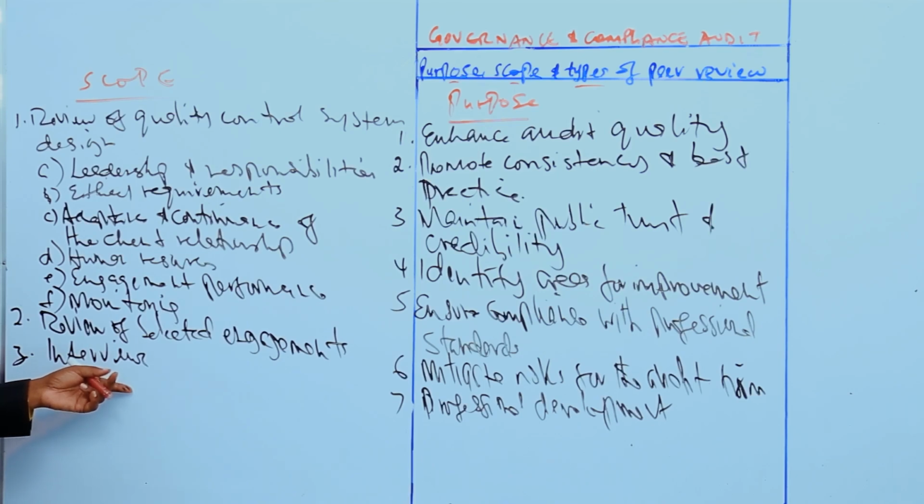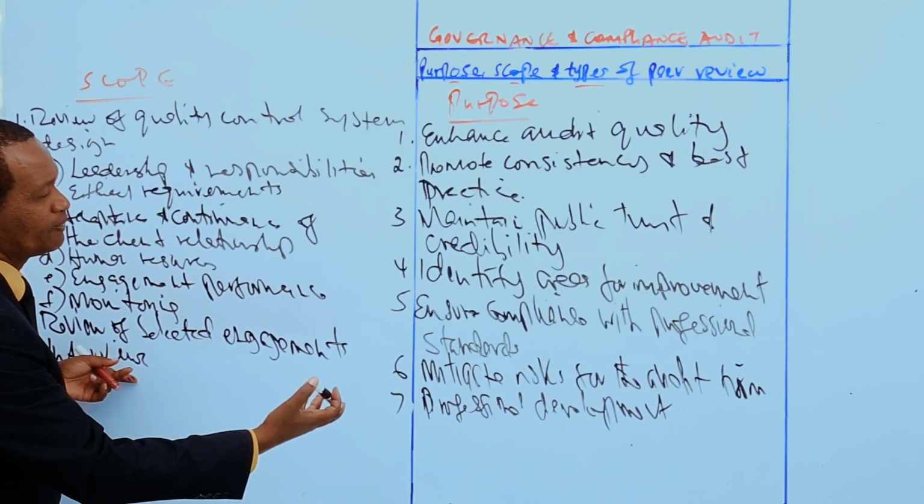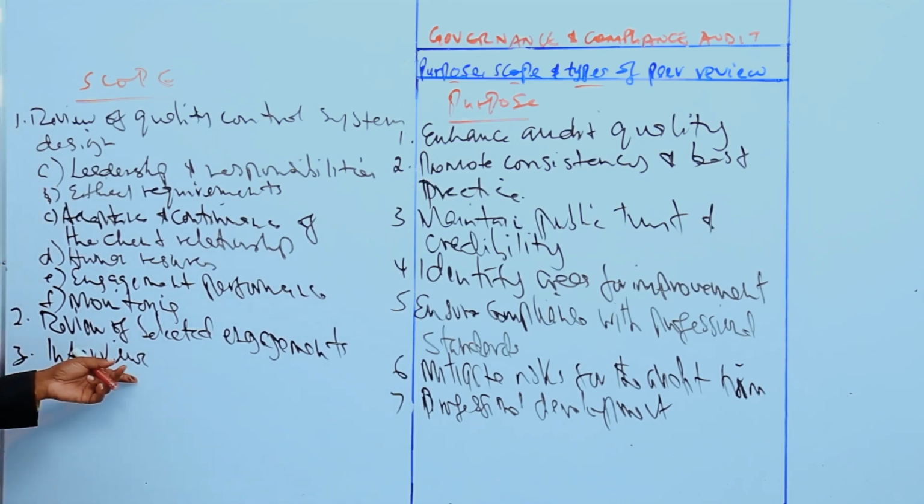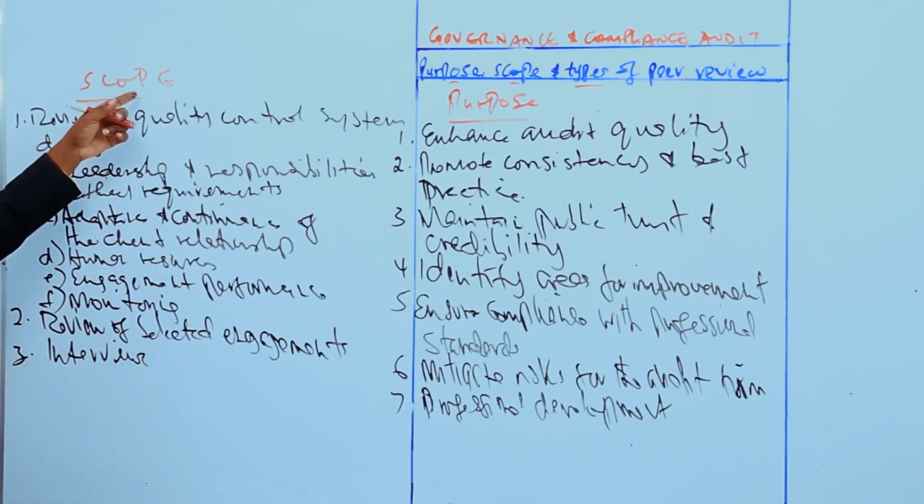Interviewing management also may be part of the peer review process. That is interviewing management or the audit committee of the client organization. So the interview here is not just limited to the auditor, but also interviewing the audit committee members, the management, the top level management, just to get feedback for the quality of the audit services received. Interviews is part of the scope of the work of the peer reviewer.